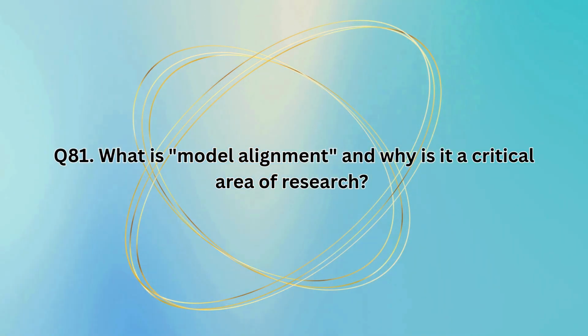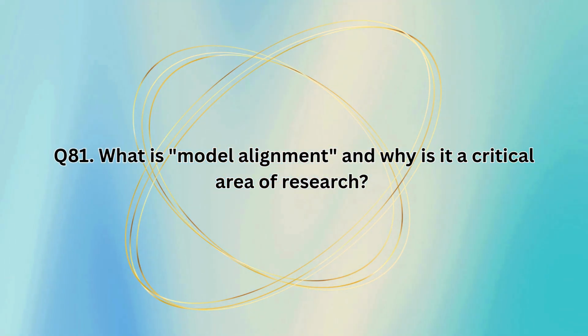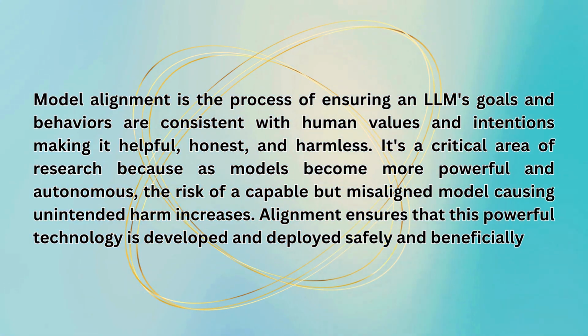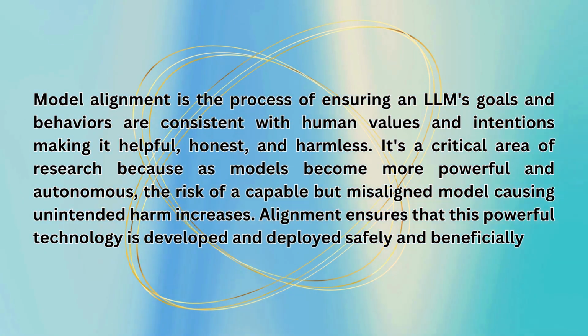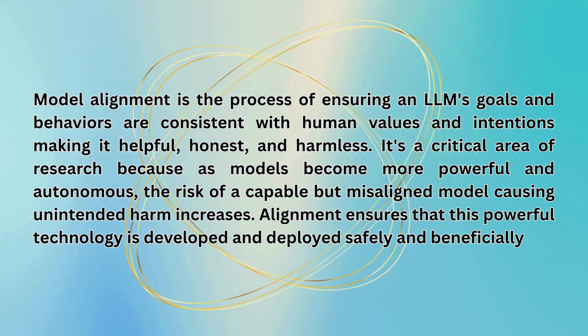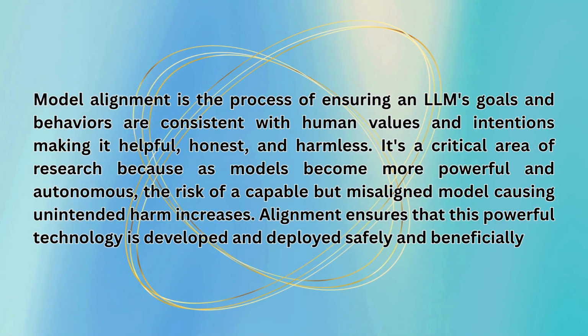What is model alignment, and why is it a critical area of research? Model alignment is the process of ensuring an LLM's goals and behaviors are consistent with human values and intentions, making it helpful, honest, and harmless. It's a critical area of research because as models become more powerful and autonomous, the risk of a capable but misaligned model causing unintended harm increases. Alignment ensures that this powerful technology is developed and deployed safely and beneficially.